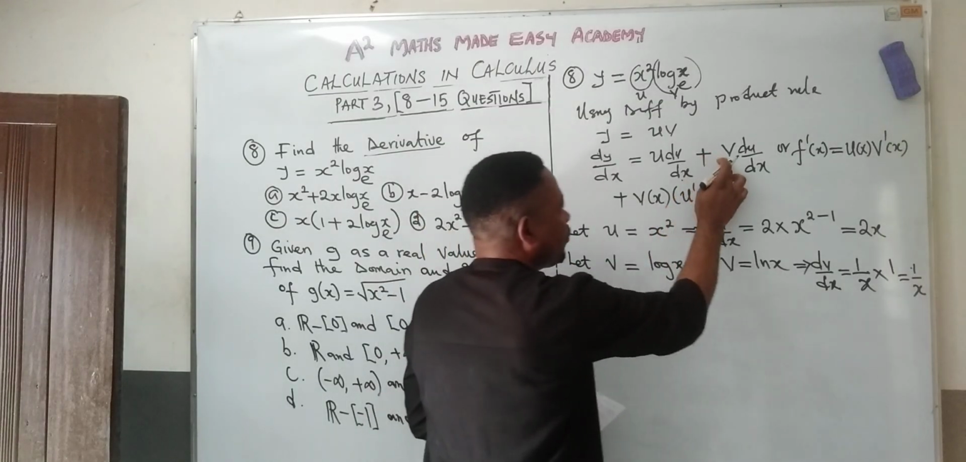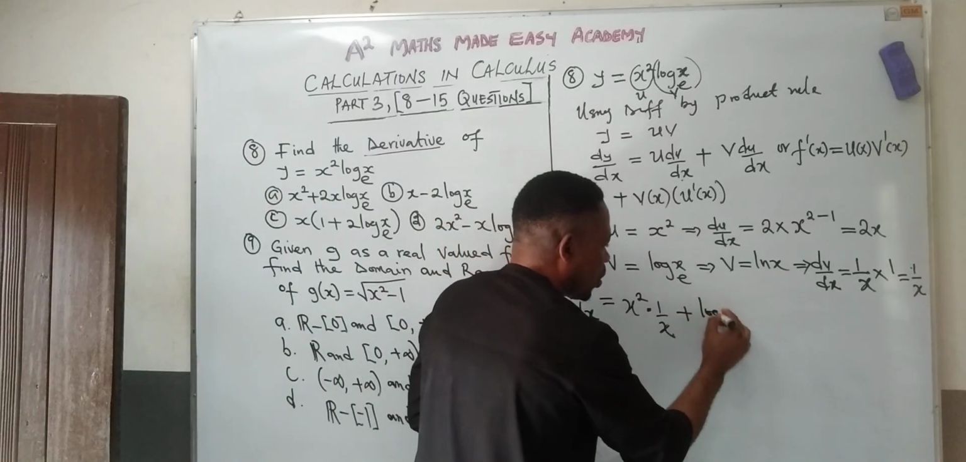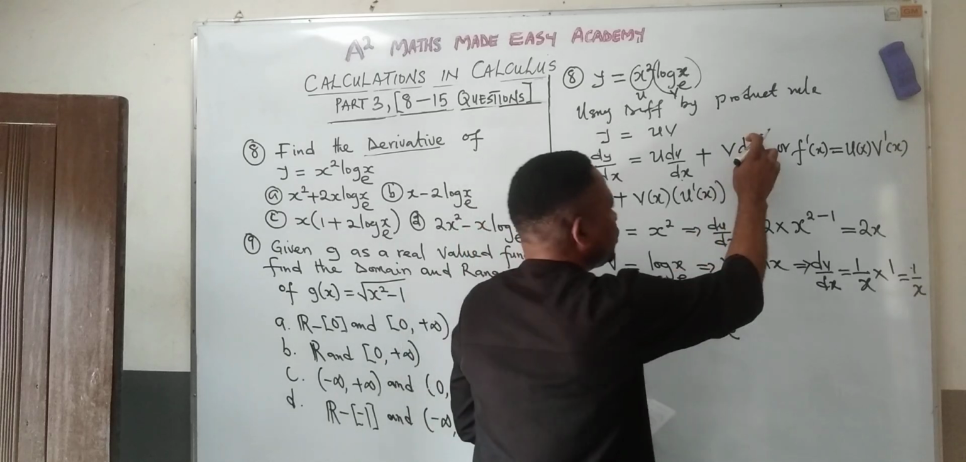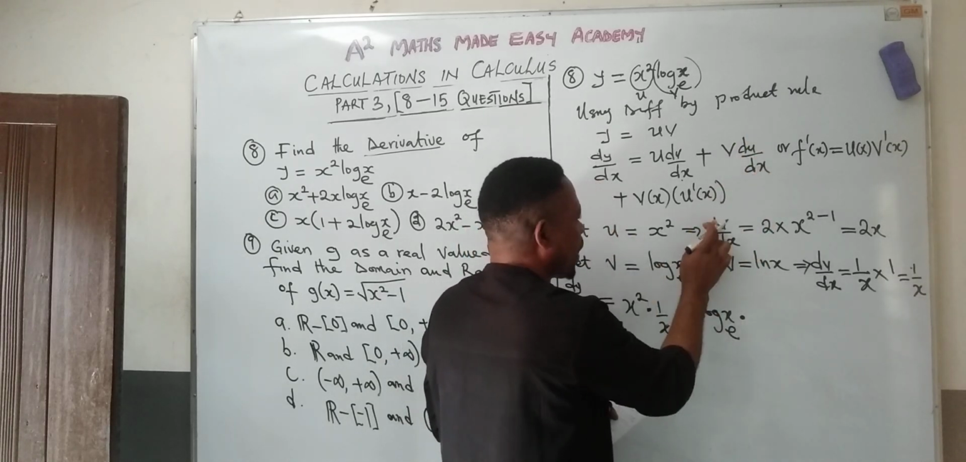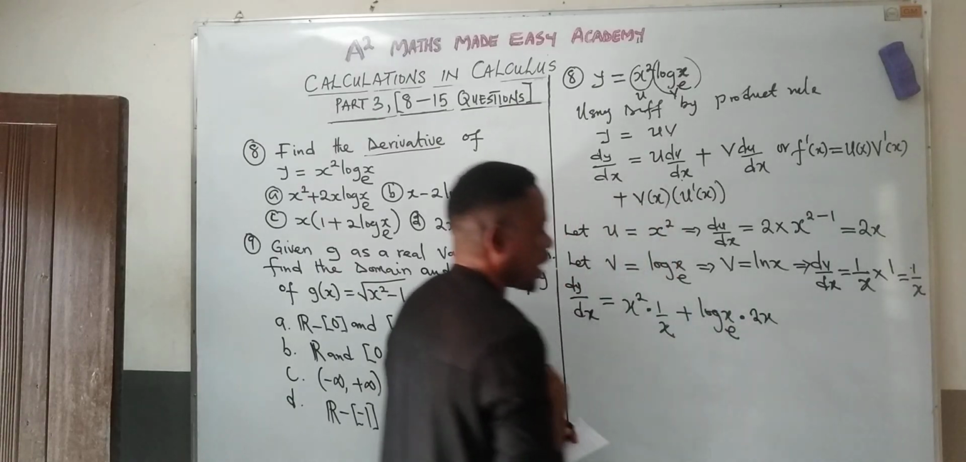Then after that we have v, right? What is the value of v? Look at it. v is log x exponential. Then I will multiply. Lastly, du dx. What is the value? 2x. I will now write here 2x. Are you with me now?